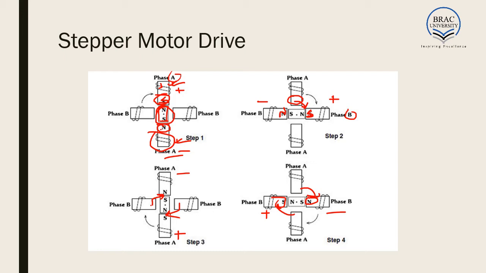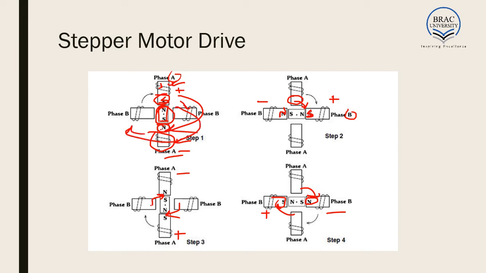So by controlling which phase gets energized and what the polarity of the stator is, we can exactly control the orientation of the motor, or the angle of the motor. That is, we can rotate the motor by 90 degrees, 180 degrees, or 270 degrees.